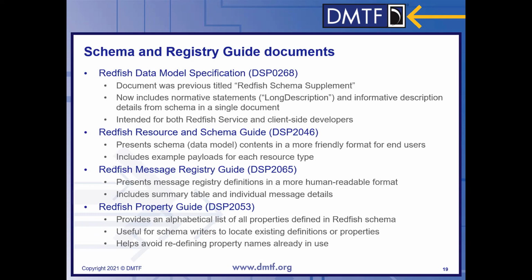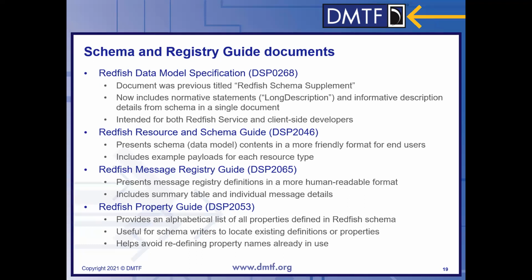There are two varieties of that. The data model specification is the one really targeted at service developers, because it includes all of the normative language to explain what has to be implemented. The Redfish resource and schema guide is a more abbreviated version that doesn't get into all of that more complicated normative language, and is really meant to be just the information as an end user. So if you're a consumer of the Redfish data, start with the resource guide. If you're a developer, read the data model specification.